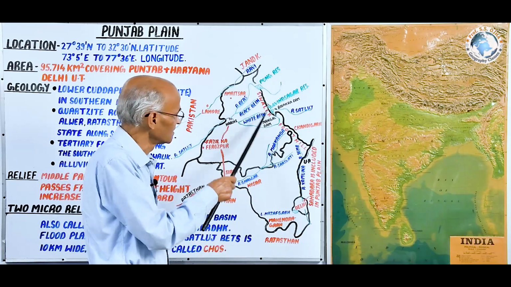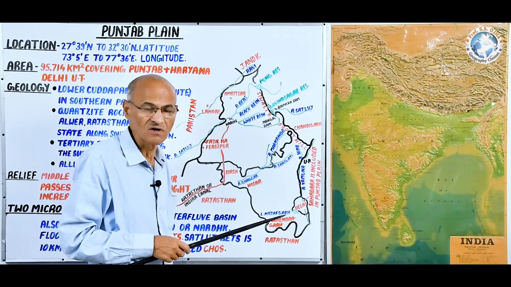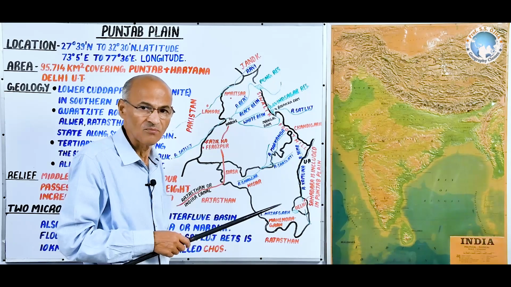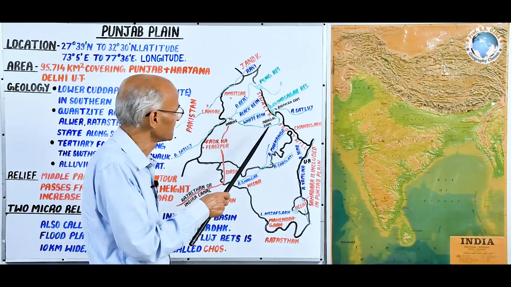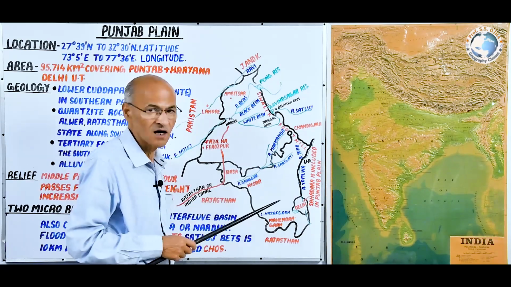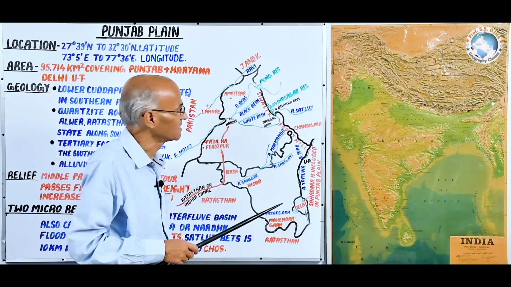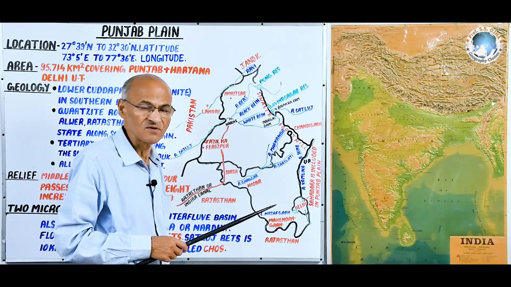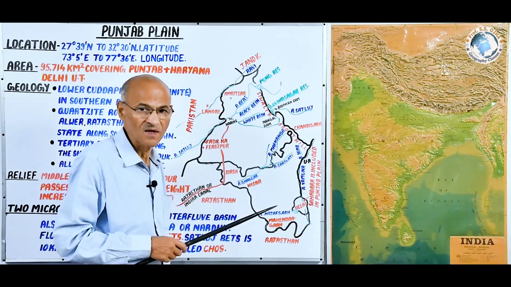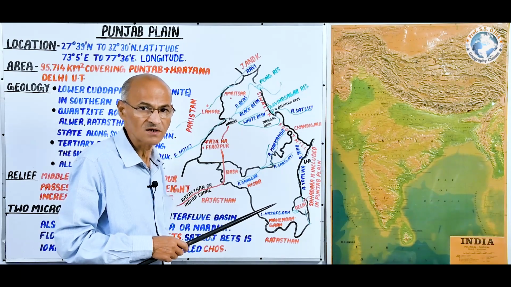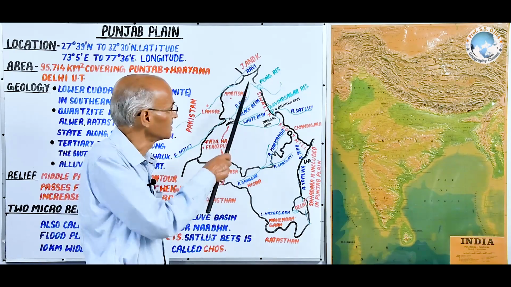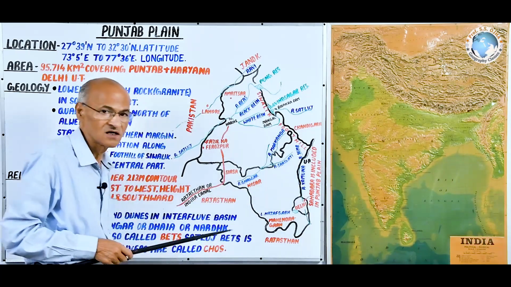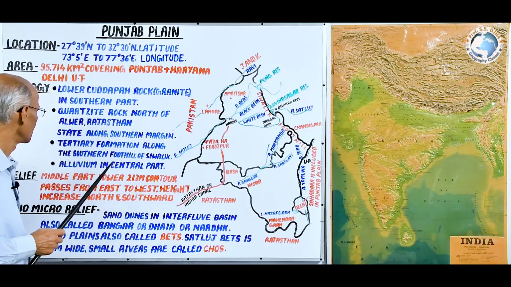Thus, this is a natural boundary, the Shivalik foothill 350 meter contour, as well as a political boundary, because to the northeast of Punjab it is Himachal Pradesh, a political state that was previously part of Punjab and part of Pepsu, but after independence Himachal Pradesh was separated on the basis of this 350 meter contour line.